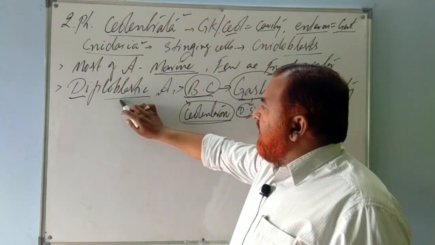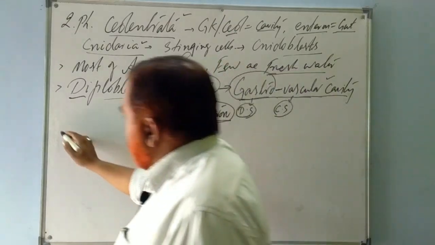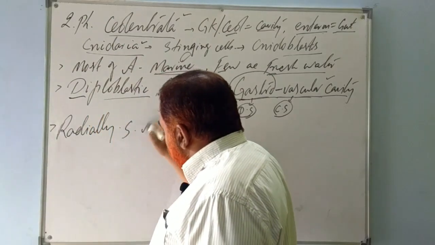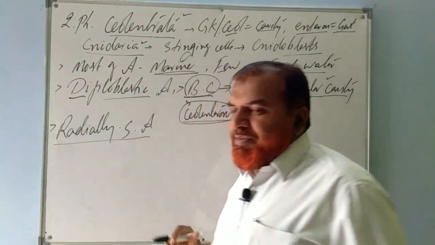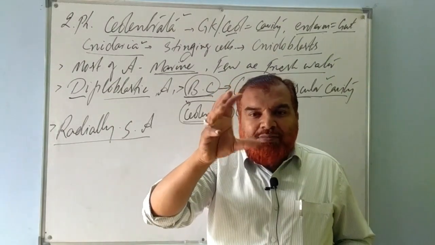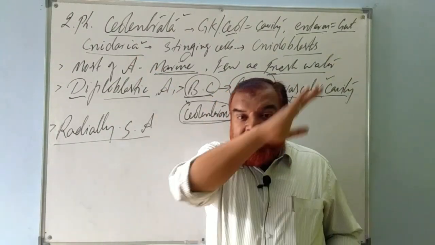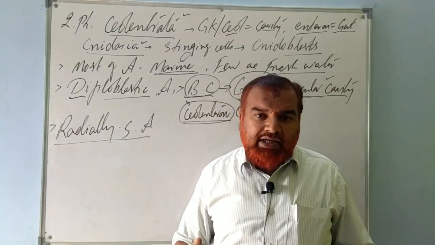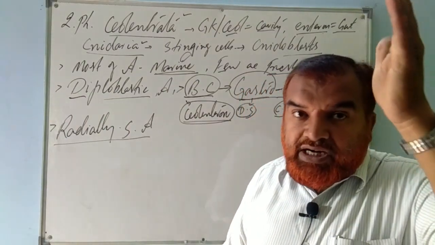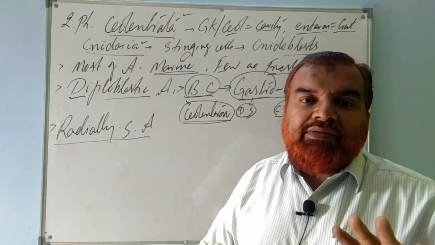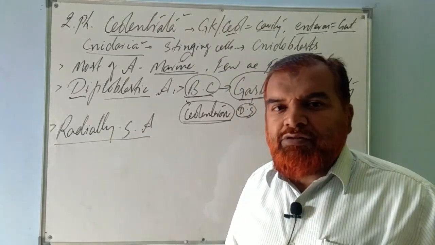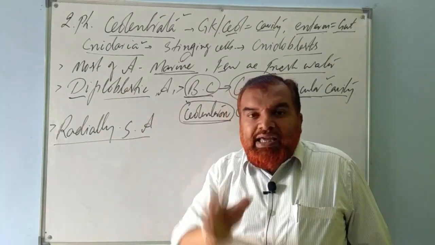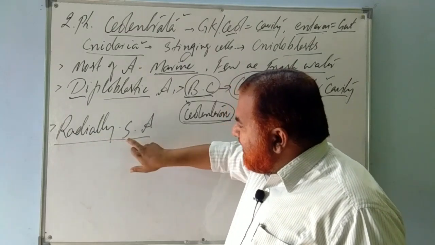So they are diploblastic animals. They have a body cavity. Right? Now symmetry. As far as symmetry is concerned, they are radially symmetrical animals. What do you mean by that? If you cut these animals along a vertical line, you can't divide them into two equal parts. You can divide them into two parts, but not equal parts. So how can you divide them into equal parts? Radially. Hence these animals are known as radially symmetrical animals.